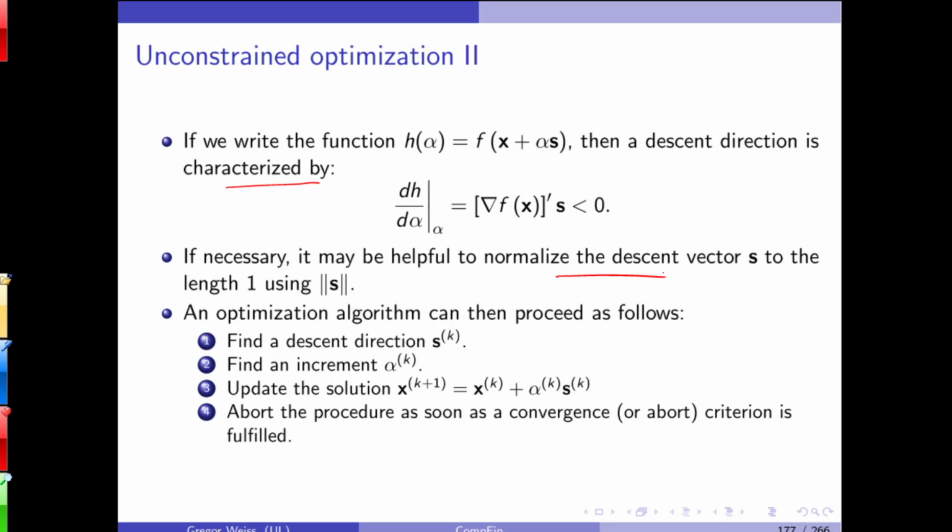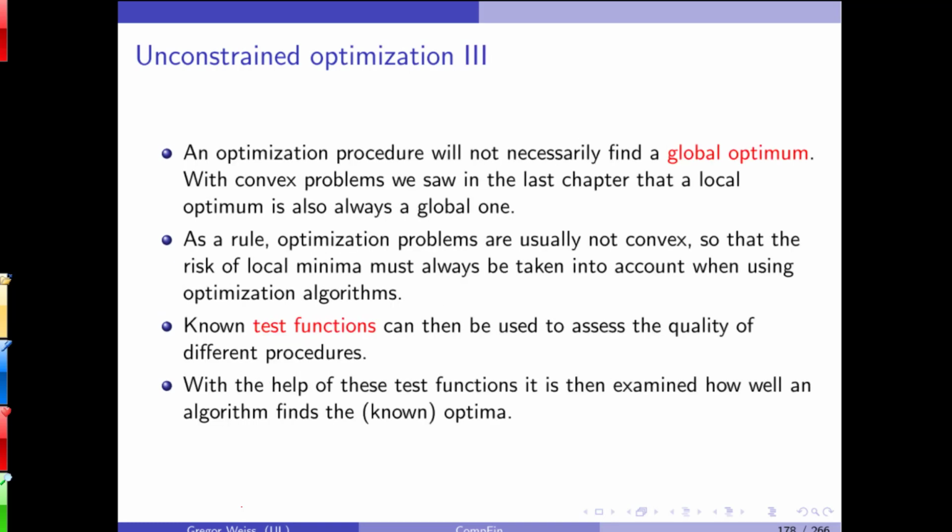We need to find the descent direction, s. We need to find the step length. We will update our current solution as x_k by taking x_k plus alpha, the step length, into direction s, and then we abort as soon as we think that we found the best solution. So after a couple of steps or after some kind of convergence criterion is fulfilled. Now, such an optimization algorithm will not necessarily find a global optimum.